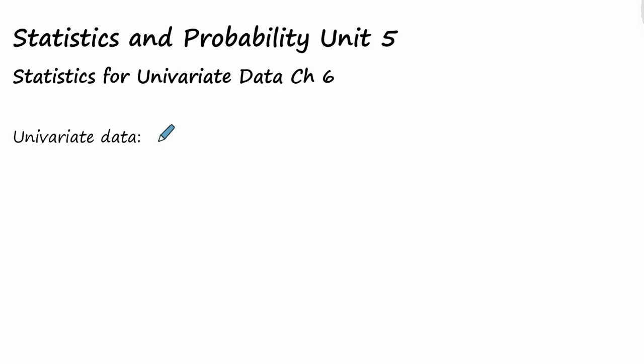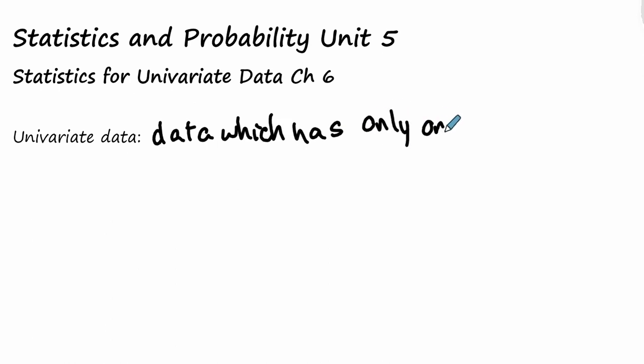So univariate data, this is on that front page on the top there, is data which has only one variable. Okay, so we're looking at data that only has one variable. So we're going to be counting things a lot of times, or we're going to look at scores. We're not going to look at like distance and time. We're not looking at two things controlling each other. We're just looking at one specific amount of information, typically something that we can count. Not always, though. Maybe we have to measure it.